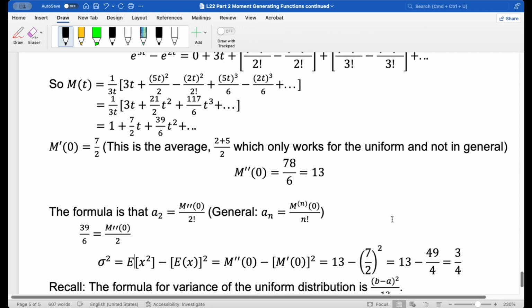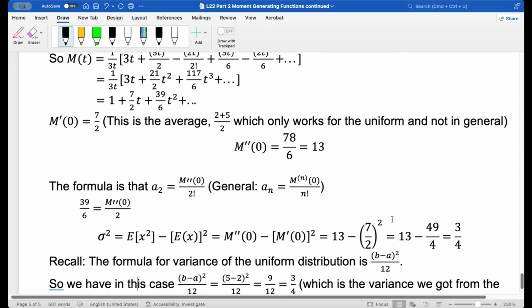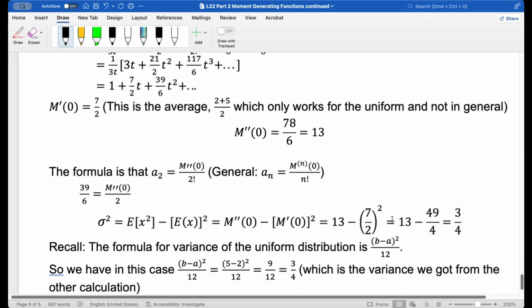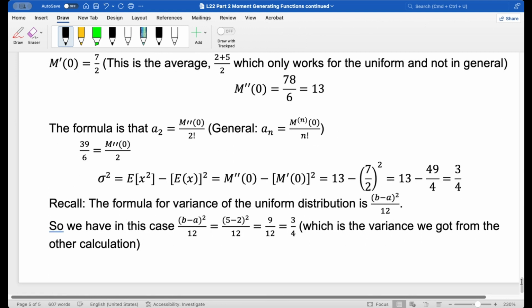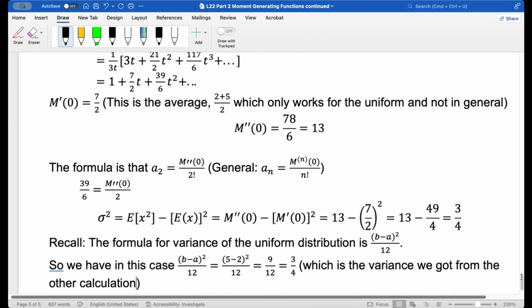That's your variance. And the formula is b minus a squared over 12, which is 5 minus 2 squared over 12, 3 squared, 9 over 12, which is 3/4. And so that gives us the variance. So the moment generating function gives us a way to calculate the mean and variance. It also gives us a way to calculate the sums of independent variables. It's helpful in that way.